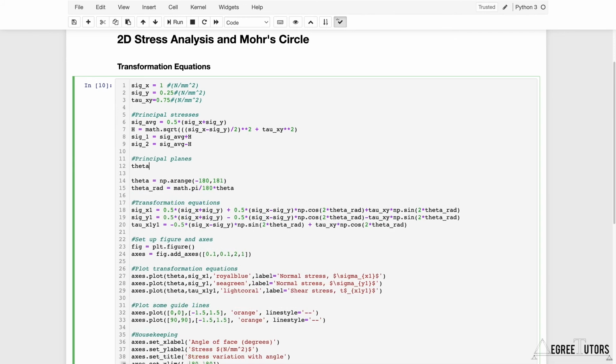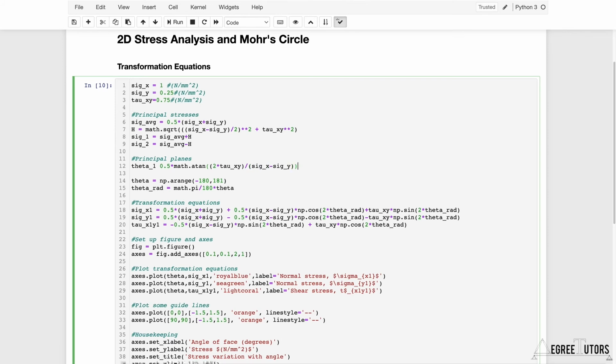So let's say theta, we're just going to call it theta 1. So theta 1 was going to be 0.5 times the tan inverse. So that's going to be from the math library. We want the arctan or tan inverse. Now what is it? It's going to be 2 tau xy over sigma x minus sigma y. So it's going to be something over something, and that first numerator is going to be 2 times the tau xy, and then in the denominator is going to be sigma x minus sigma y.